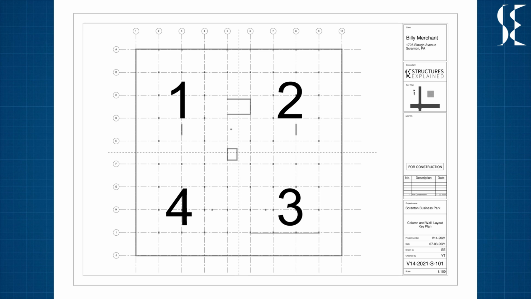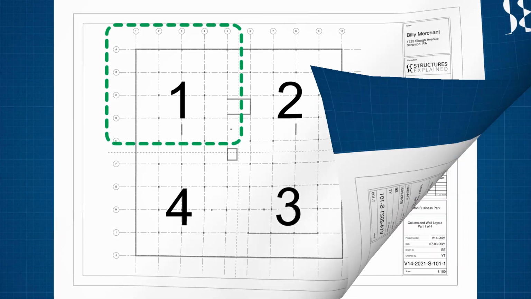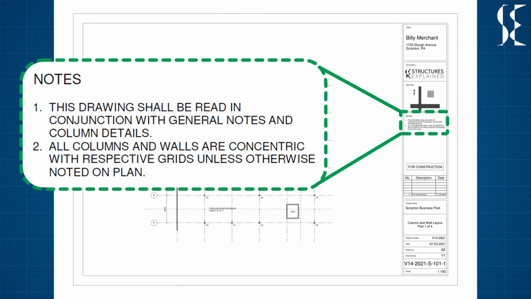The column layout for this project is divided into 4 sheets, as a single sheet will be unreadable. Let's look at part 1 of the layout. First thing to study in the column layout is the notes section. The notes tell us how this drawing is to be read. In this drawing, the first note states that the drawing is to be read in conjunction with general notes and detailed drawings. Second note states that if a column does not have a reference dimension with respect to the grids, that means the column is to be considered at the center of the grid intersection.